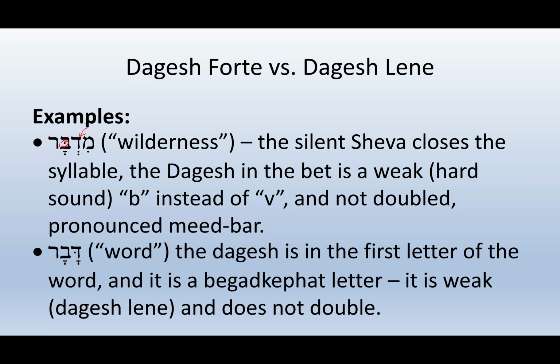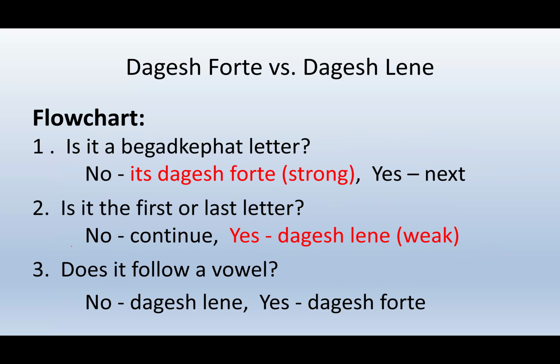Devar, the Dagesh in the Dalet. It's the first letter of the word. It's a Begad Kafat letter. It's weak. It does not double. Okay, again, is it a Begad Kafat letter? No. Well, then it's a Dagesh Forte. If it is Begad Kafat, then we have to look and see whether it's first or last letter or whether it follows a vowel.